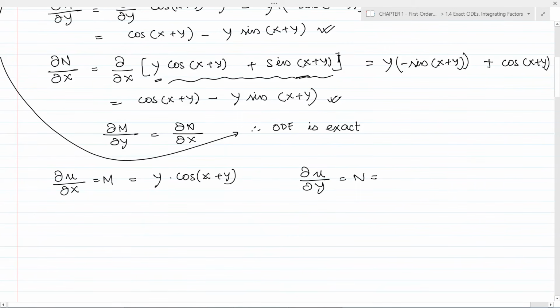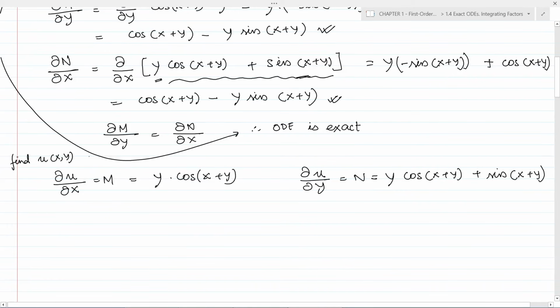So, we can write this directly here, which is y cos(x+y) + sin(x+y). We have to find a u(x,y) such that this equation A and equation B get satisfied.